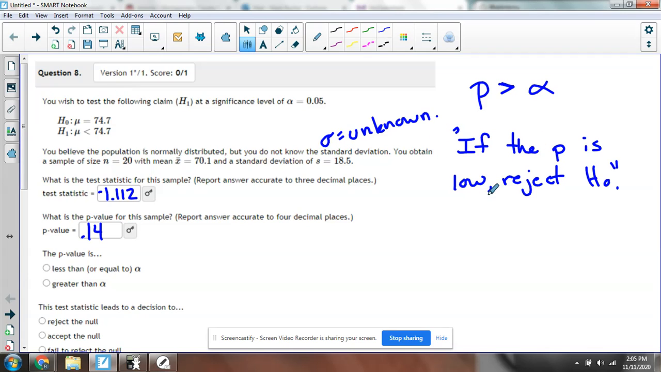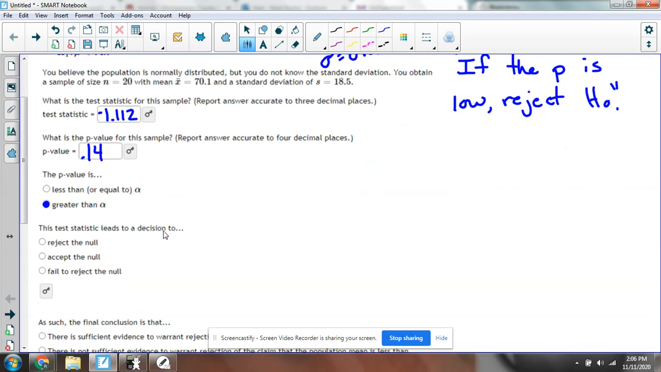So if the p is low, reject H0. Our p is not low, so we cannot reject H0. The p-value is greater than alpha. So this says we failed to reject. You can never accept. This is never going to be the answer, accept the null. You can either reject or fail to reject. So we do not reject the null.